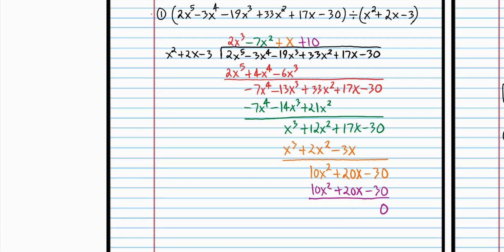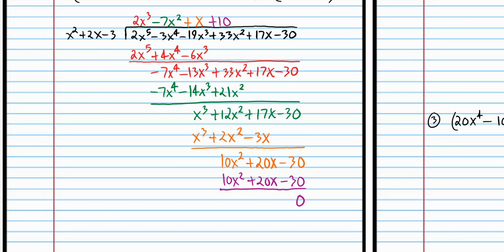Now, in the first 6 problems that we're going to do, the remainder is going to be 0. But that's not always going to be the case. We're going to have some problems where the remainder is not 0. When the degree of the remainder is less than the degree of the divisor, then that means you can stop dividing. But we're going to talk about that more later on.